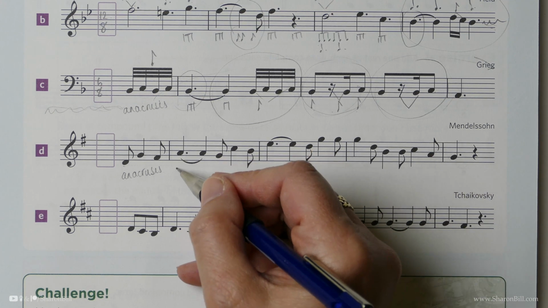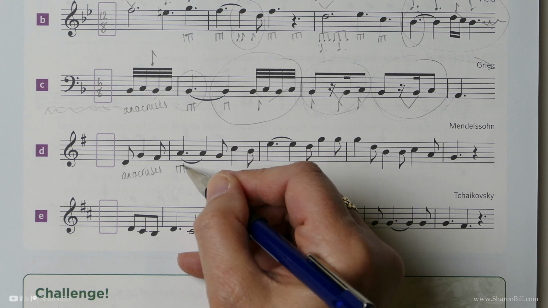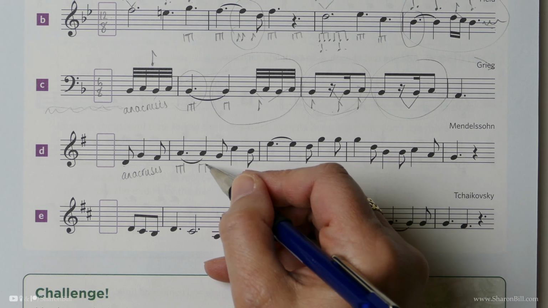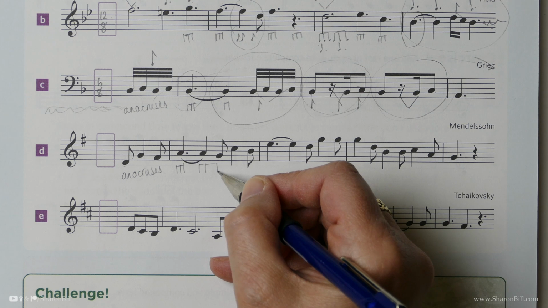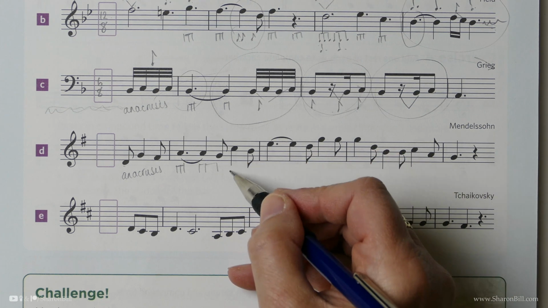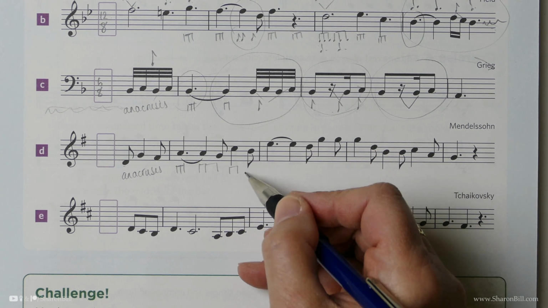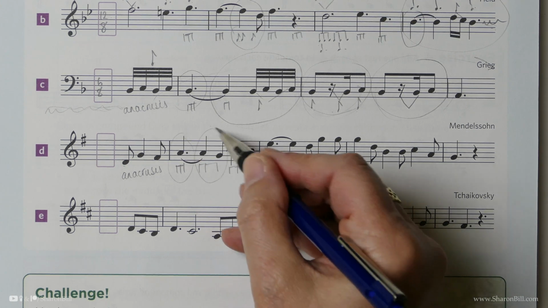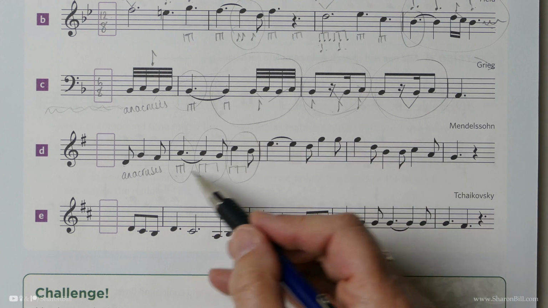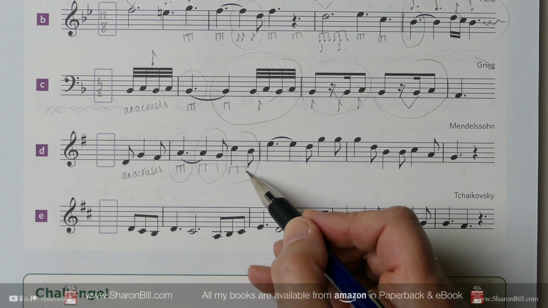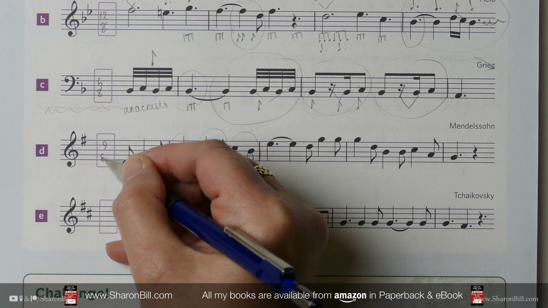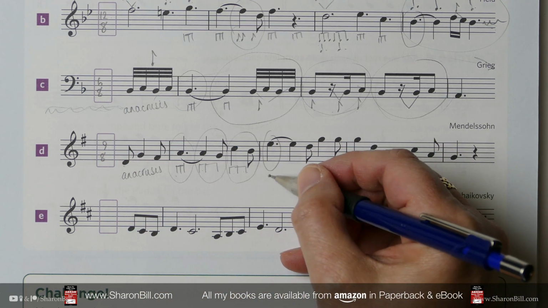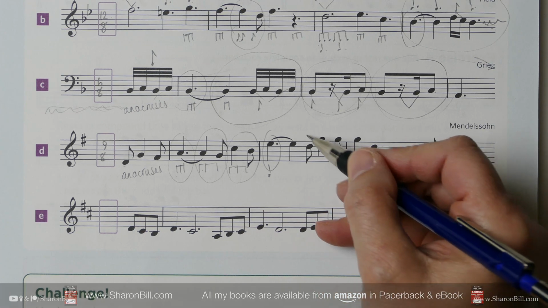So here we've got a dotted crochet, which is 1, 2, 3. Here's a crochet, which is 1, 2. Here's our third quaver beat. And then we've got a crochet, which is 2. And then here's our third. So we can see group 1, group 2, 3, 1, 2, 3, 4, 5, 6, 7, 8, 9. 9 over 8. And then here, so there's 1 dotted crochet beat, a crochet and a quaver.